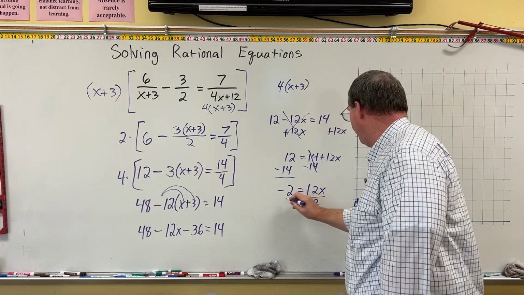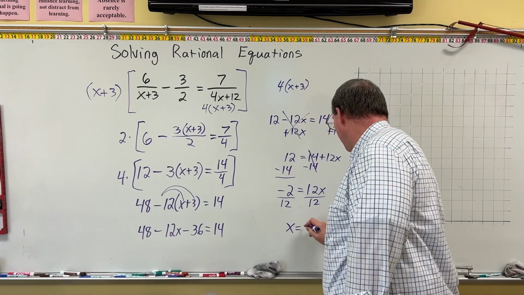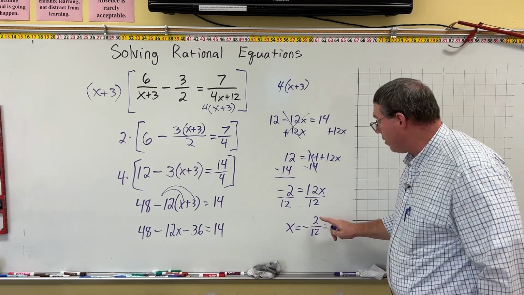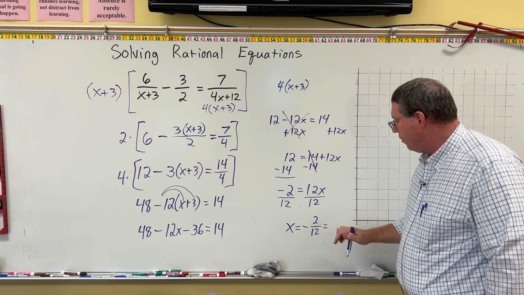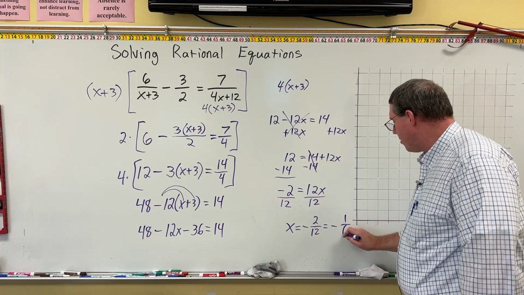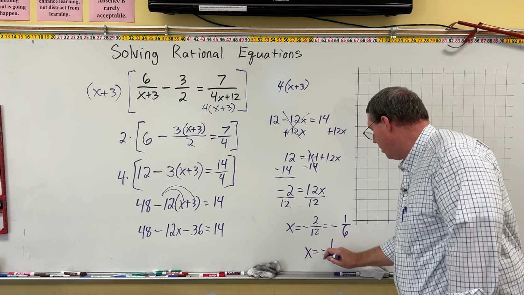Divide by 12, and now I have x is equal to negative 2 over 12, but that can be reduced because the numerator can be divided by 2 and the denominator can be divided by 2. 2 divided by 2 is 1, so I have negative 1. 12 divided by 2 is 6, and so the final answer is x is equal to negative 1/6.